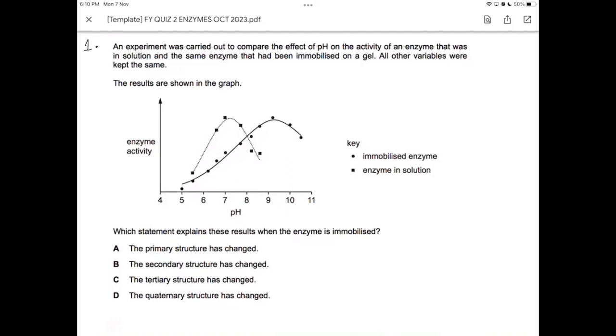Do you think the secondary structure has changed? No, the secondary structure has not changed. Okay? And then the tertiary structure has changed. Do you think that? I'm not sure about this one because it could be the quaternary structure too. Basically, the tertiary structure has changed, right?